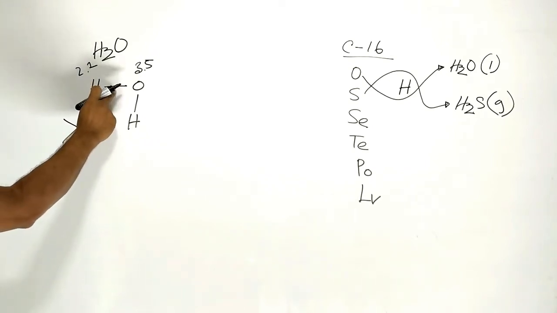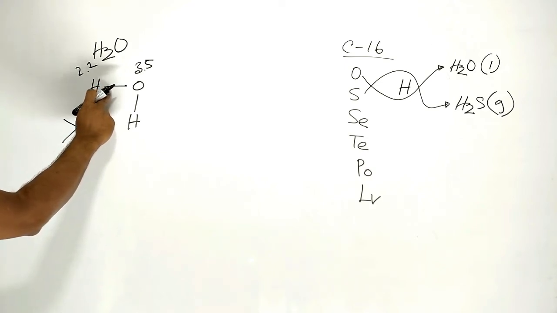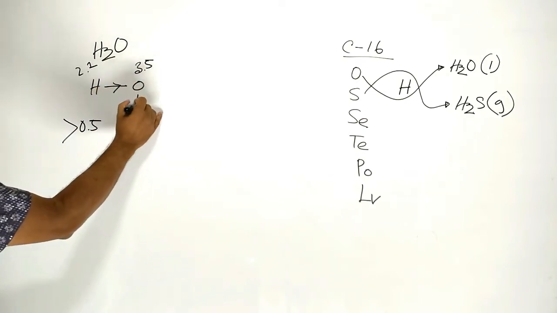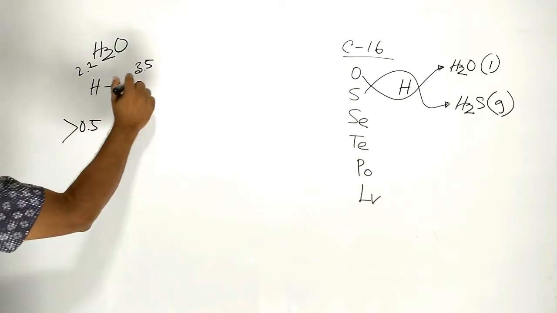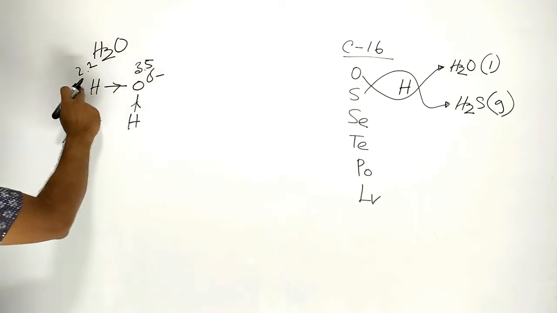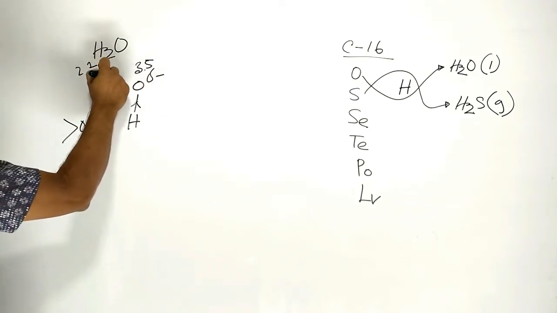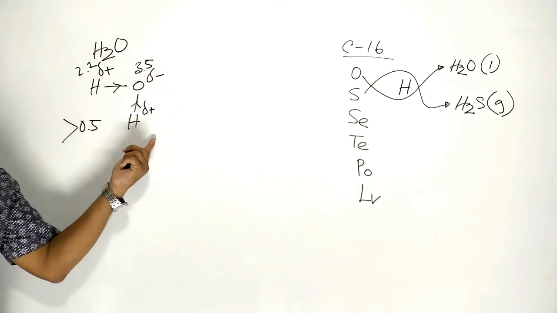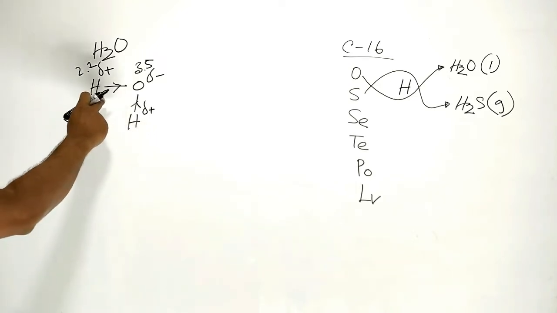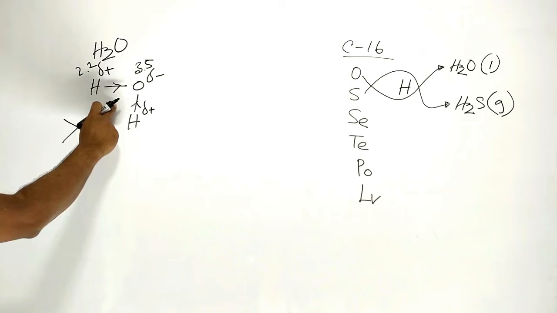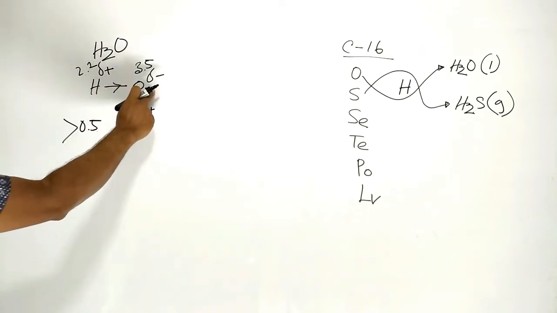So this bond gets polar, that is, covalently bonded electrons of hydrogen and oxygen move towards oxygen, and as a result oxygen gets partially negative in charge, and hydrogen gets partially positive in charge. This hydrogen as well gets partially positive in charge. So the water molecule gets polar because of the difference in electronegativity between hydrogen and oxygen.